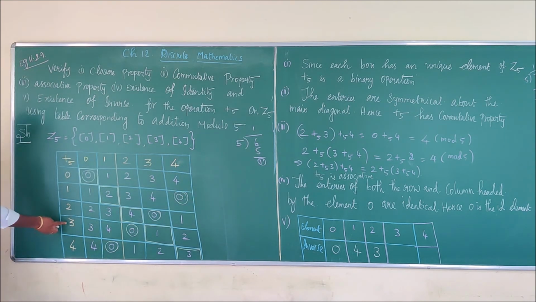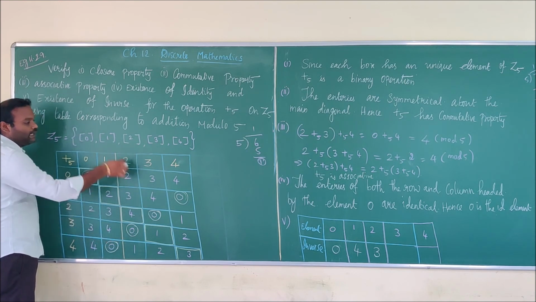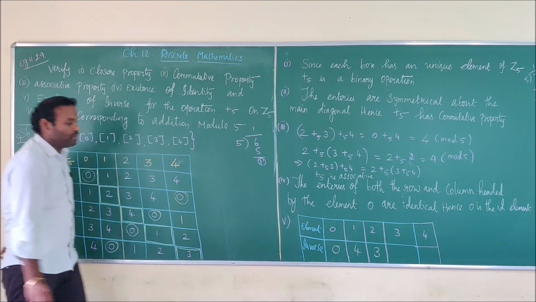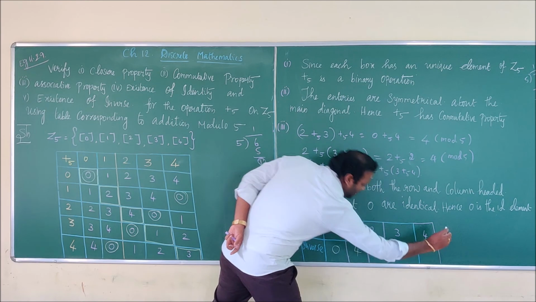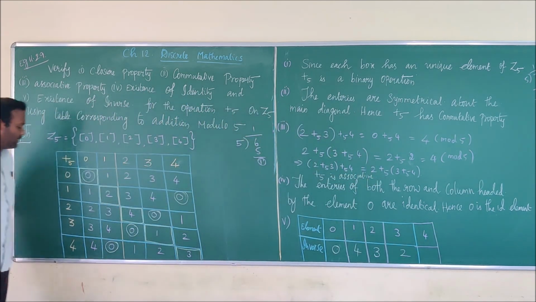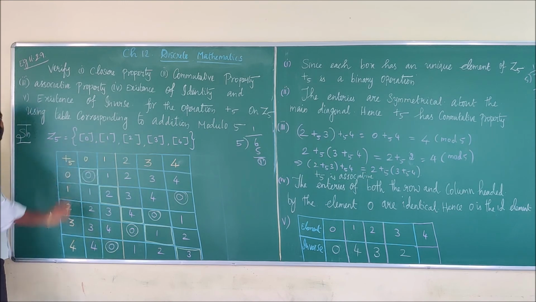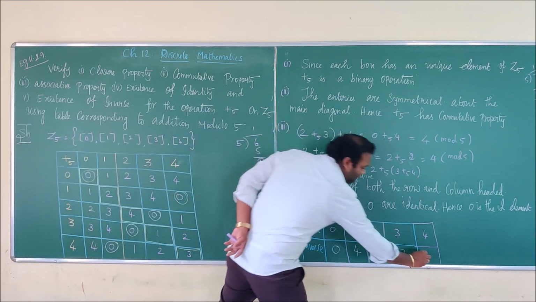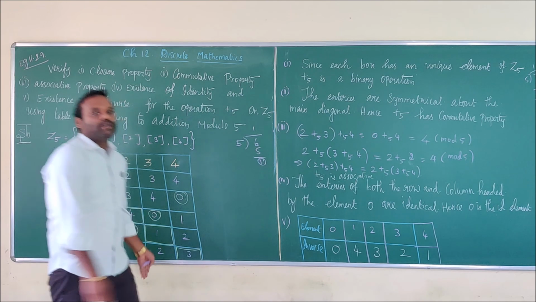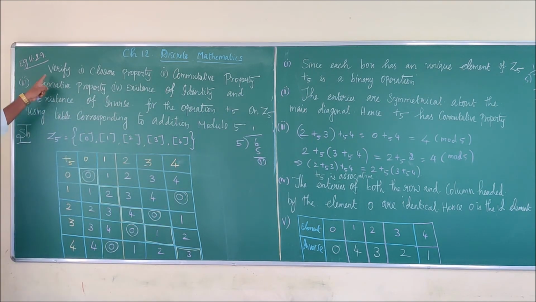Next 3. If you want to write the inverse of 3, here is the identity element, and on the top you are having 2. So the inverse of 3 is 2. Next, the inverse of 4. Here is the identity element, and on the top you are having 1. So the inverse of 4 is 1. From this we have proved that all the 5 properties are satisfied.